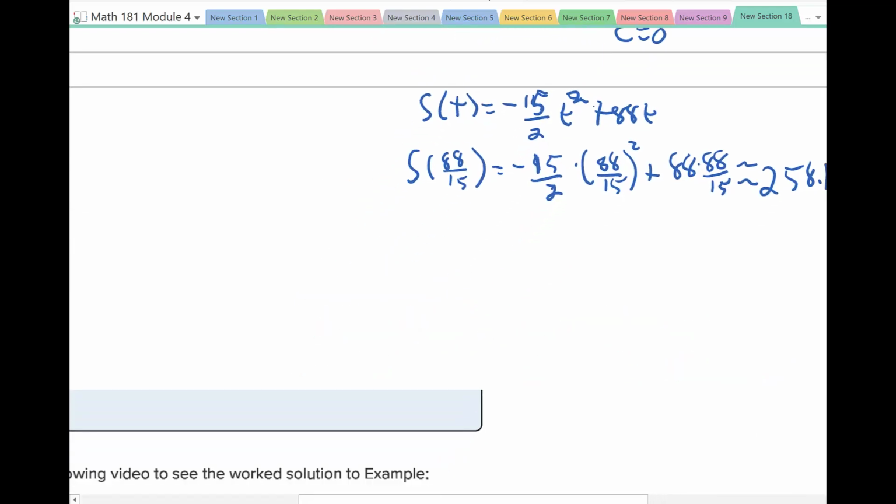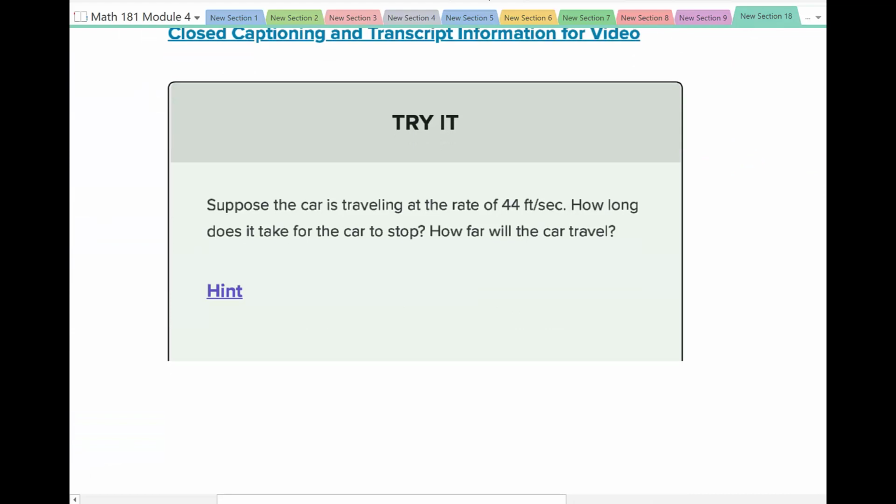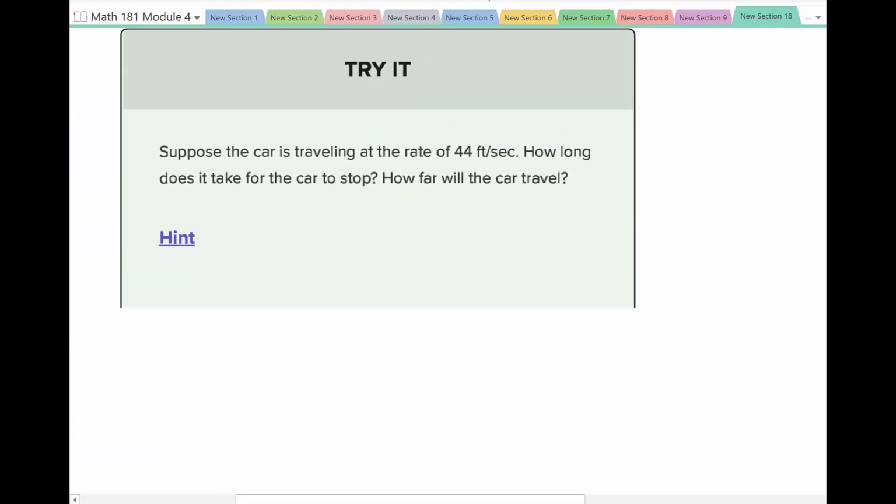Let's do one more example here. Suppose the car is traveling at a rate of 44 feet per second, so that's going slower. And it asks how long does it take the car to stop and how far will the car travel. So there are a lot of similarities with the last problem. We have our acceleration at time t is -15, which is the derivative of our velocity. And so as we did before, velocity is going to be the integral of -15 dt to give us -15t plus c.